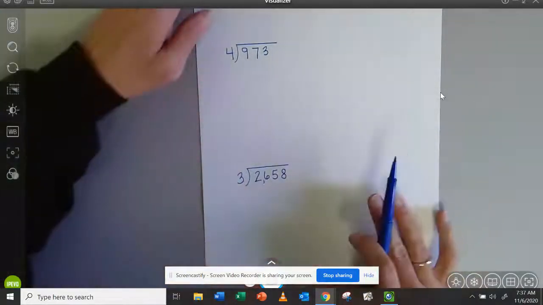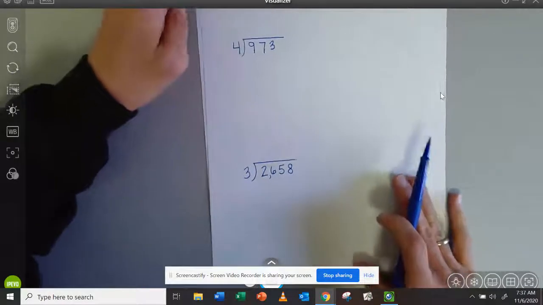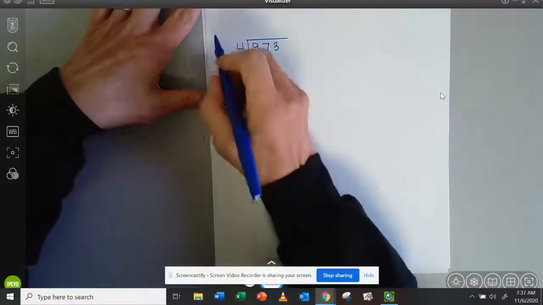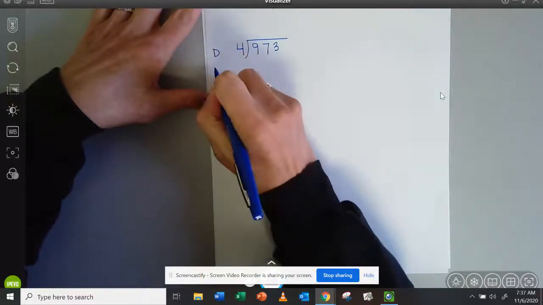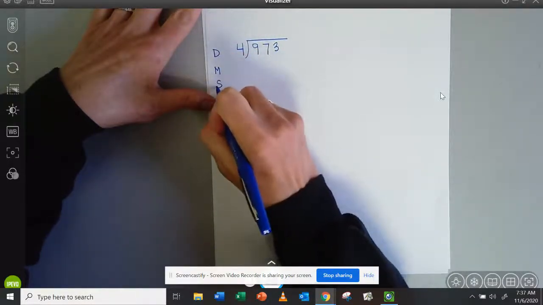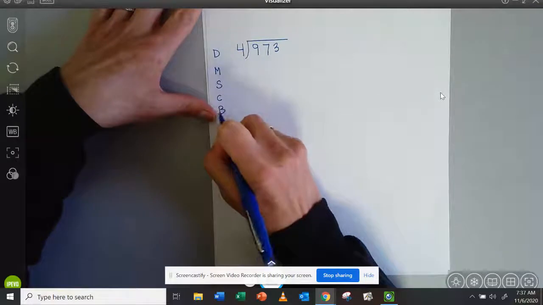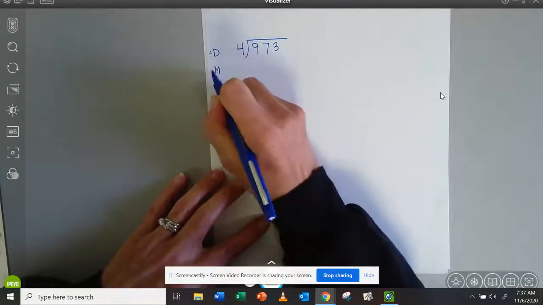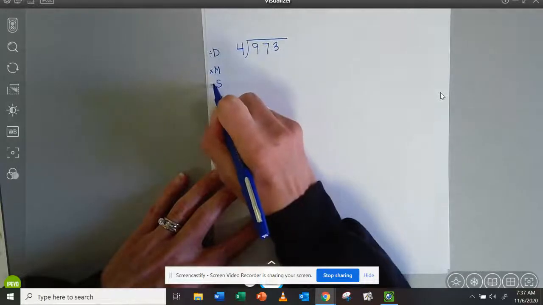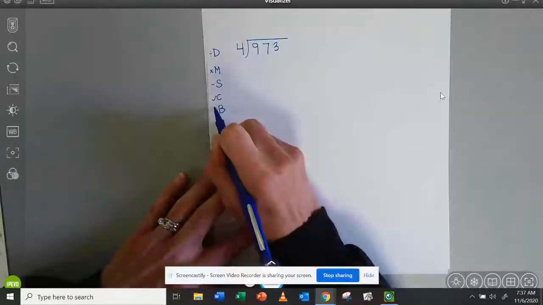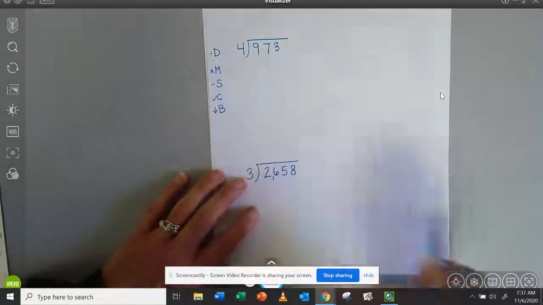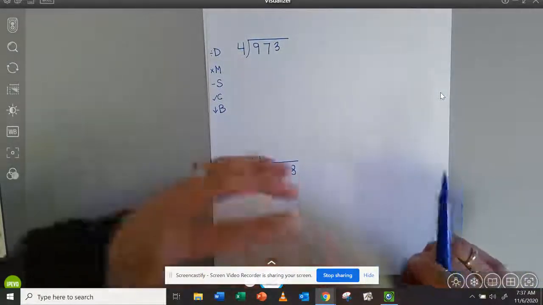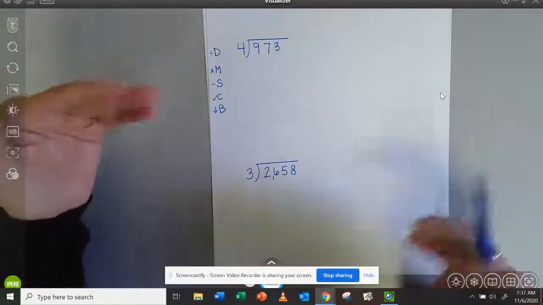So there's a few things we'd like you to do to get yourself set up. In class, we talked about the steps of division, and I'm going to always write them down here at the side. D, M, S, C, B. D stands for divide. M, multiply. S is subtract. C is check. And B is bring down. Every time I go through these steps, I'm going to check them off. If I go through these steps each time, it will help me to make sure that I'm doing everything correctly.